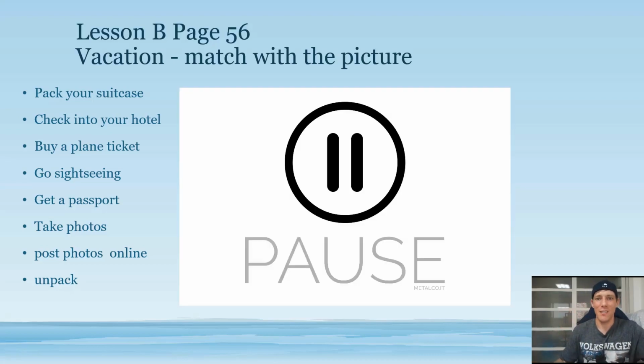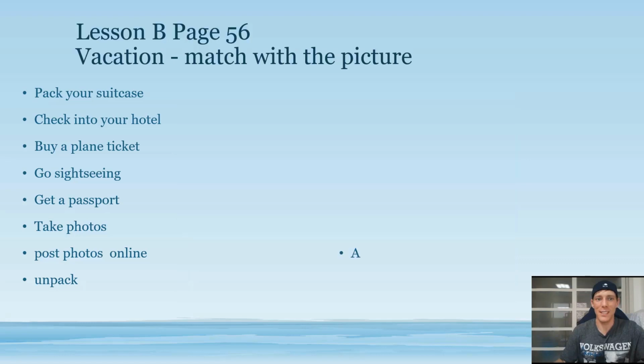So the first one. We know post is A. The next one, B. Pack your suitcase, E. Check into your hotel, H. F for buy a plane ticket. Sightseeing is D. Passport is G. Taking photos is B. C is unpack. Super easy. Round of applause for you. You've all got the right answer.